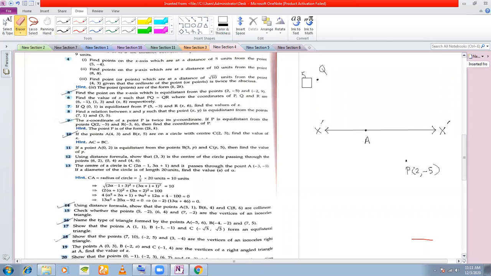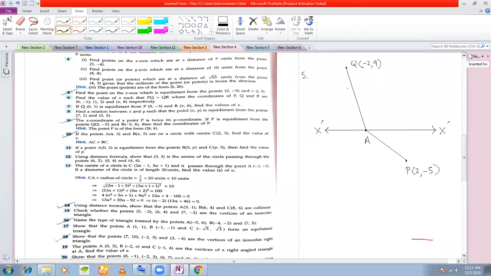Let me draw it a little that side so that it does not look like a straight line. Let us suppose the point Q is here, and the coordinates of this are given to be (-2, 9). And what is the condition given here? The condition is that A is equidistant from P and Q. What do you mean by equidistant? At an equal distance. That means the distance between A and P must be equal to the distance between A and Q.